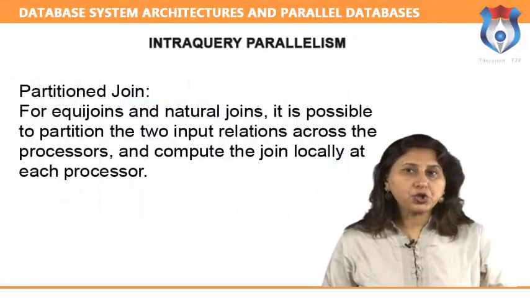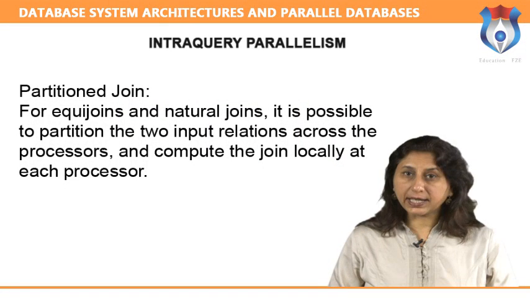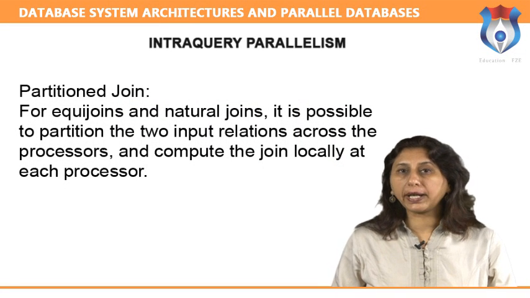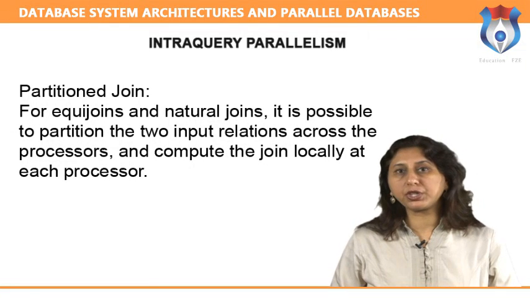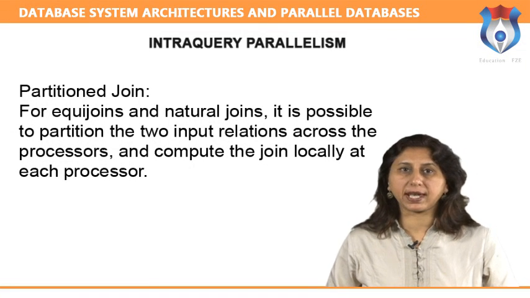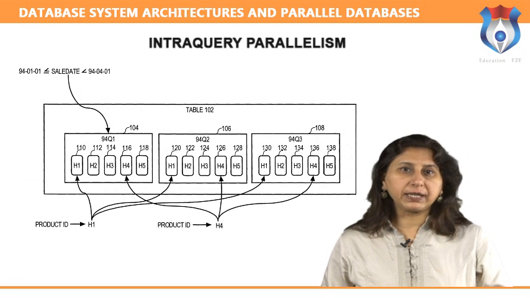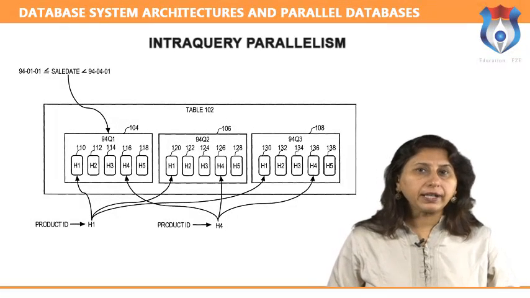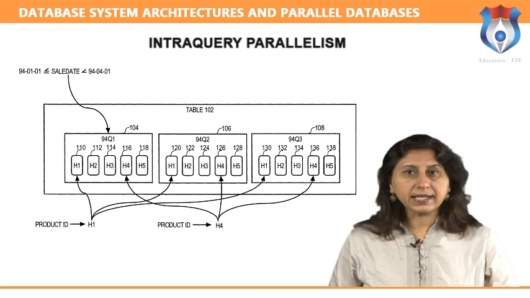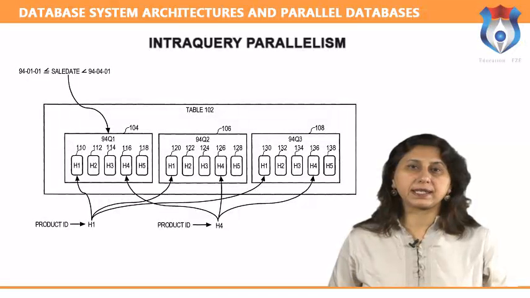For equi-joins and natural joins, it is possible to partition the two input relations across the processors and compute the join locally at each processor. Let R and S be the input relations, and we want to compute R ⋈ S on R.A = S.B.